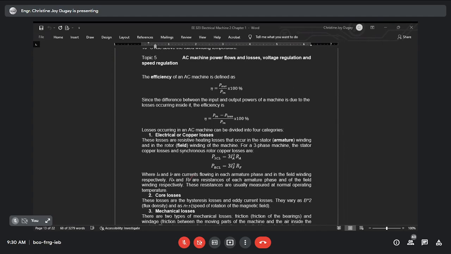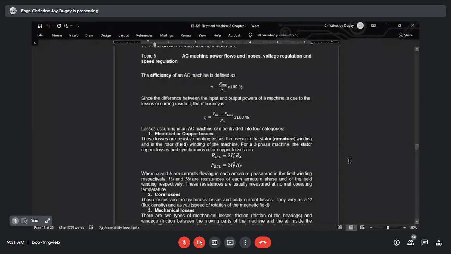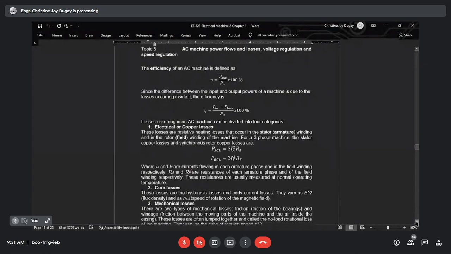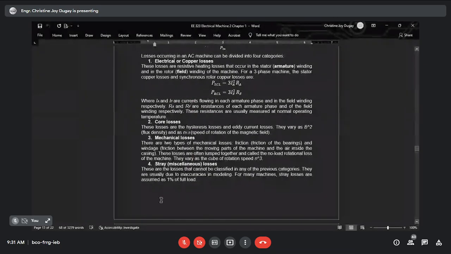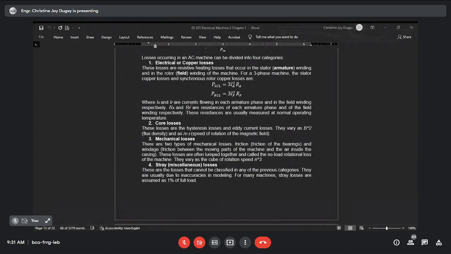And then if you are going to consider, what are the losses in the machines? First, we have the electrical or copper losses. Where do these losses come from? Mr. Sandy Butak, where do these losses come from? Under AC machine power flows. Yes, where in our AC machine? It occurs at the stator armature winding and the rotor field windings.